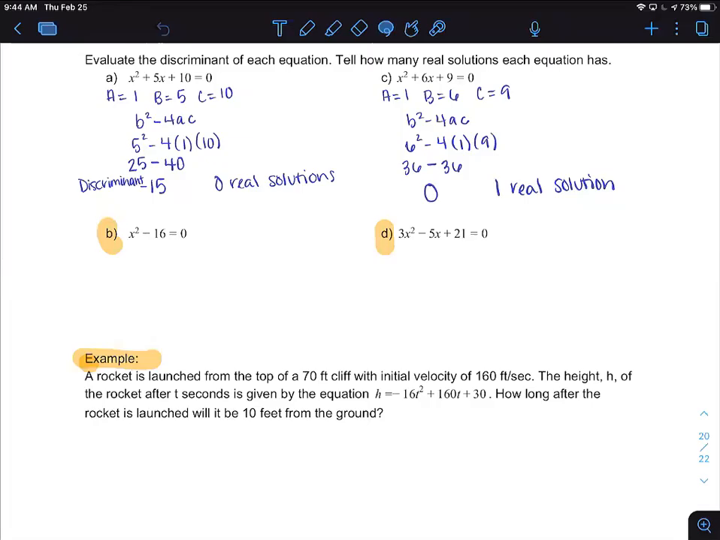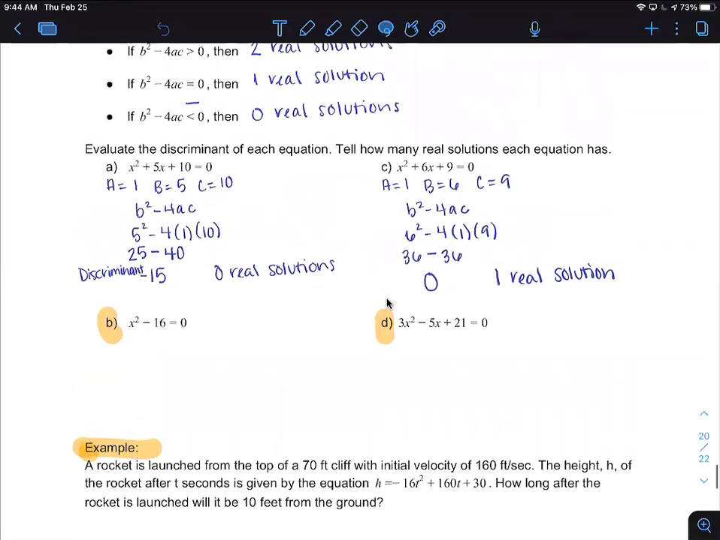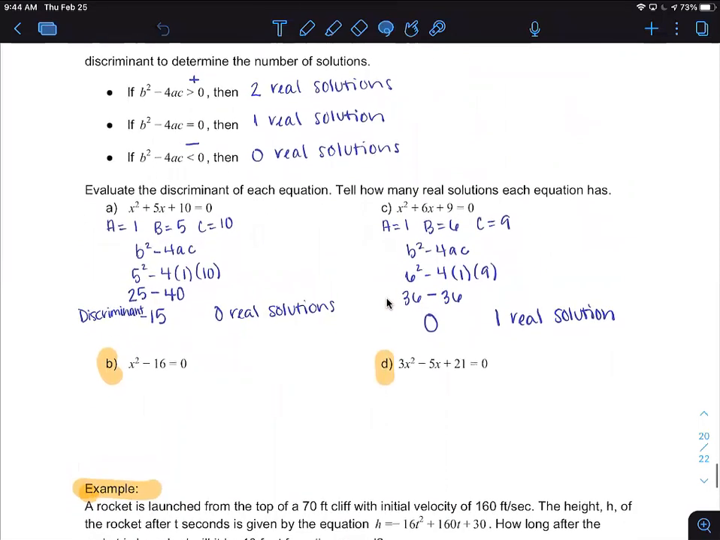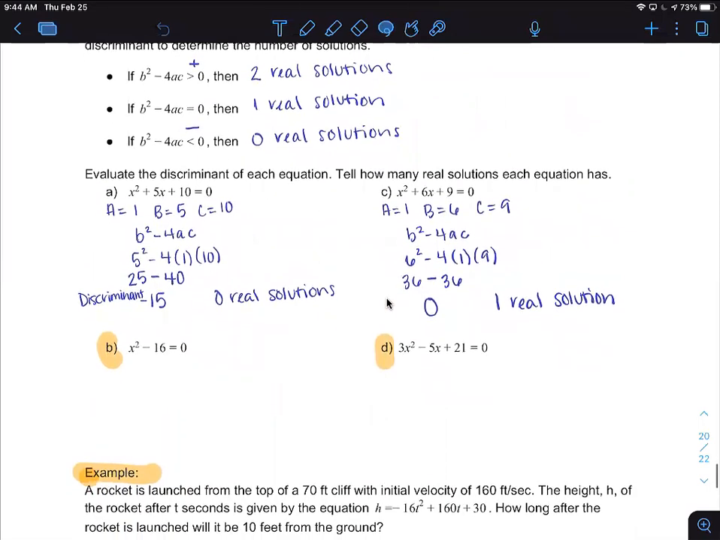Right, so 9.6. In part 1, we talked about the discriminant, which told us how many solutions we have. Looking at B, we have x squared minus 16 equals 0. We're not actually solving. We're just trying to figure out how many times our graph is going to cross the x-axis, or how many solutions this will have when we solve it. We always want to start by asking, what does A equal? What does B equal? And what does C equal?